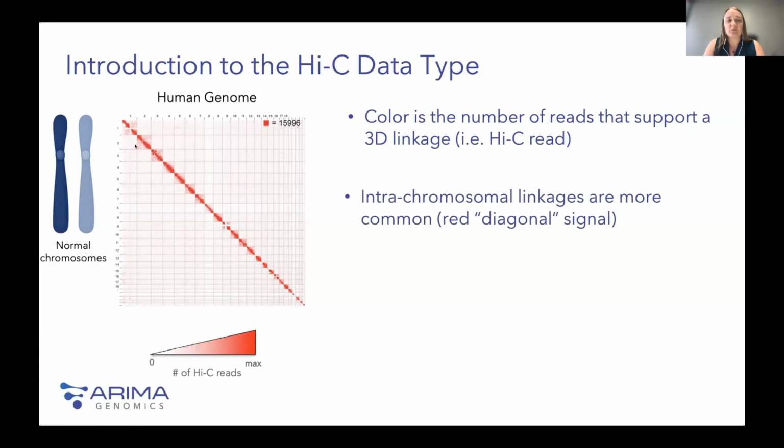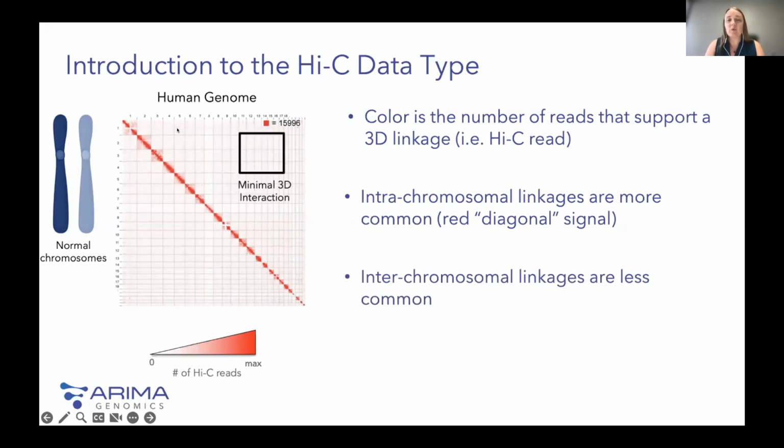So the dark red points that you see along the diagonal indicate that there are a lot of these 3D interactions between those regions. And the light red or white indicates minimal 3D interaction. Now, as you can see, it is very common for chromosomes to form these 3D linkages within themselves, but at least in healthy cells, chromosomes rarely form these linkages with other chromosomes.